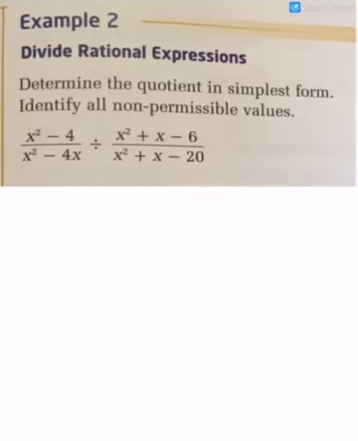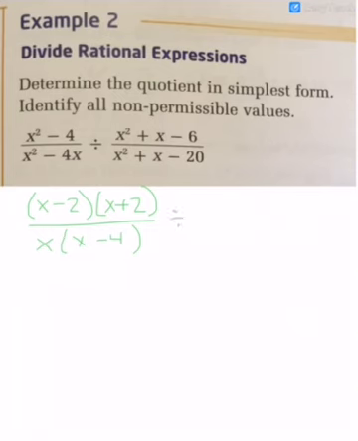Let's try an example. So here, again, step 1 is factor. So we're still going to factor everything fully. So the top here I notice is a difference of squares. So x minus 2 and x plus 2. The bottom, an x can be removed, and I'm left with x minus 4.